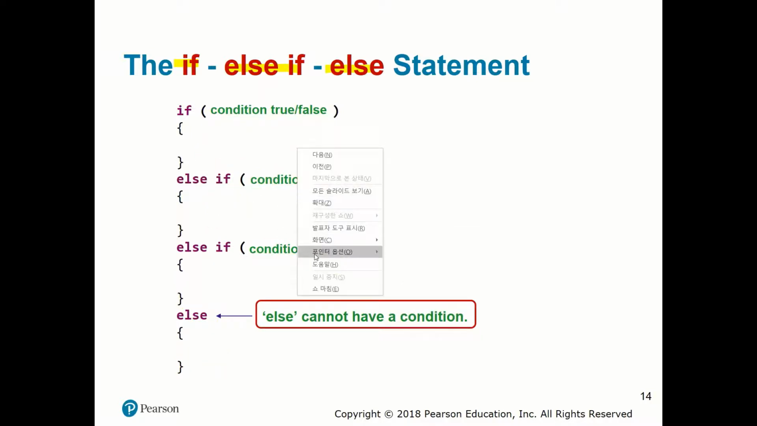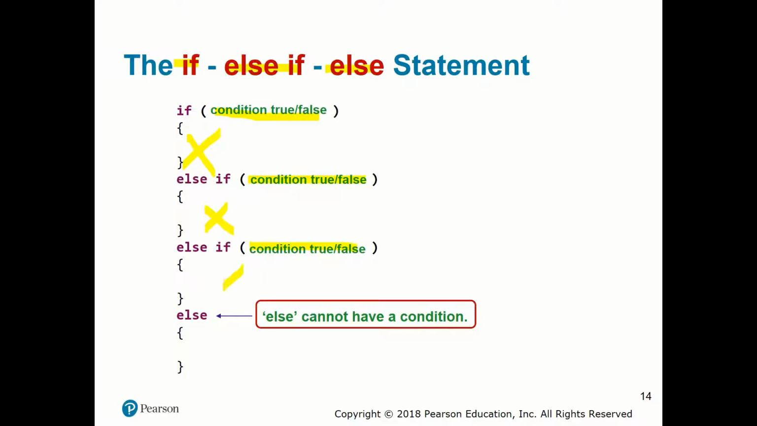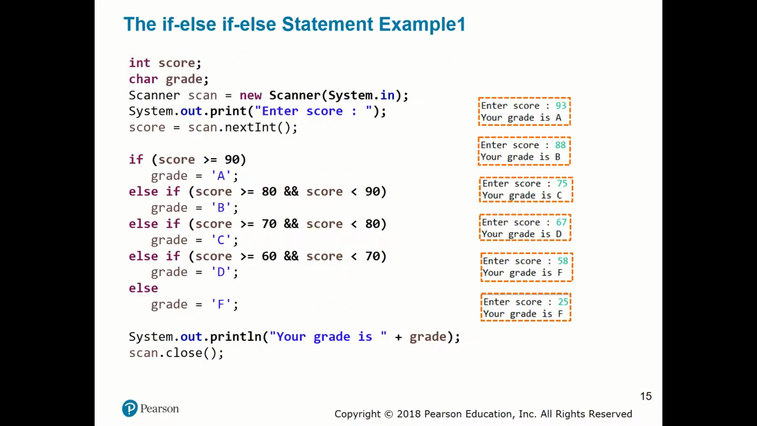So finally, if this is false, then skipped. If this is false, then skipped. If this is false, then skipped. Then the else part will be executed finally. This is the if else statement. You can have as many else if statements as you want. Here are only two else if, but you can have more than two. This is an example of an if else statement.